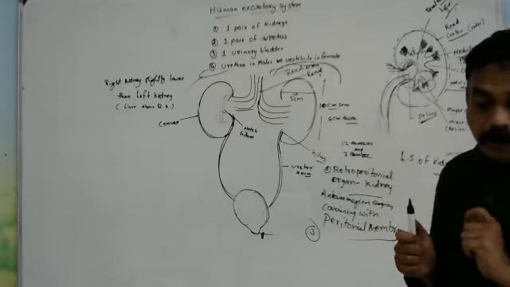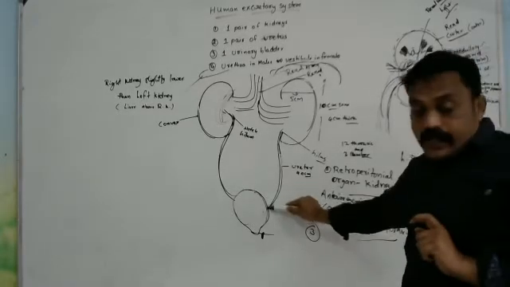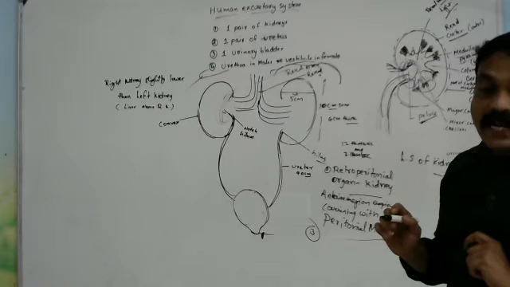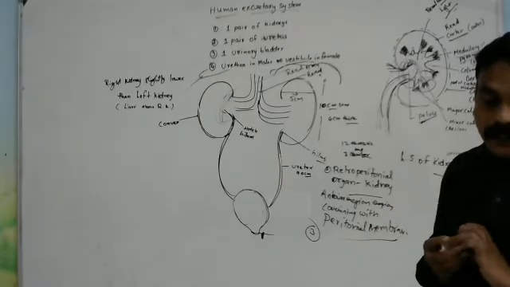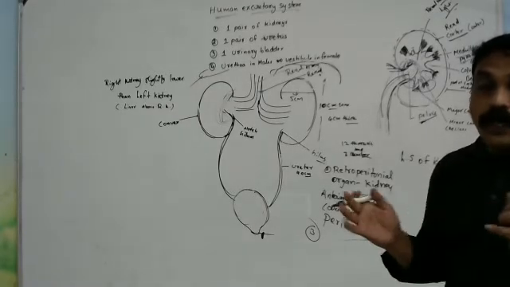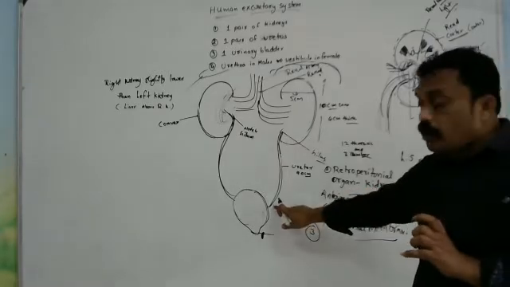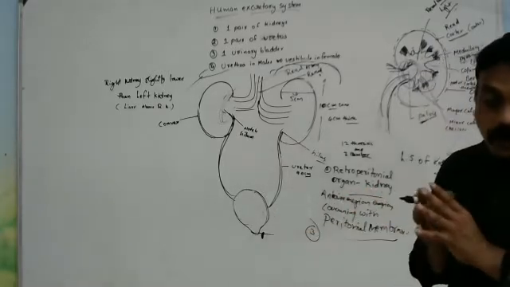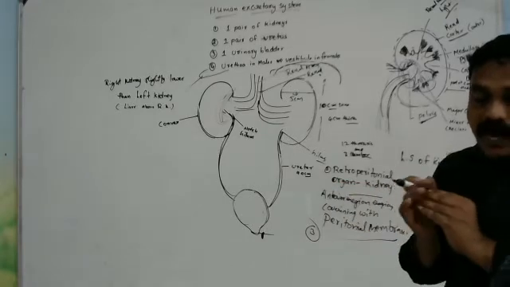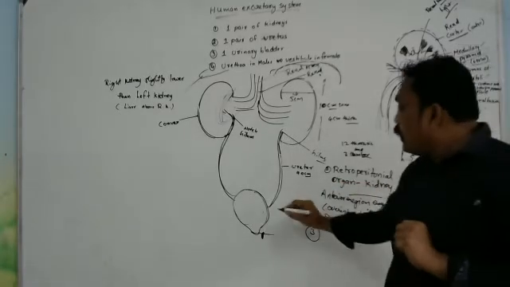So it is a pear shaped structure having a thick muscular wall lined by transitional epithelium that allows expansion. The pear shaped structure is made up of a thick muscular wall lined by transitional epithelium. It is also epithelium.